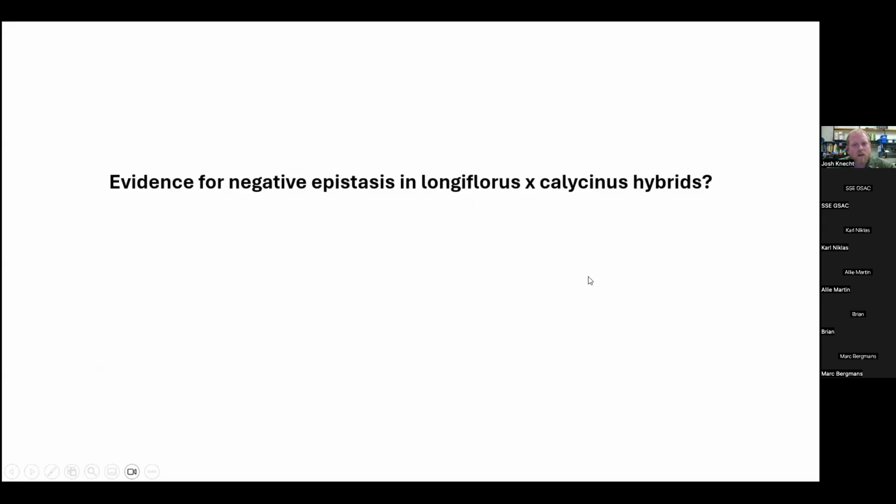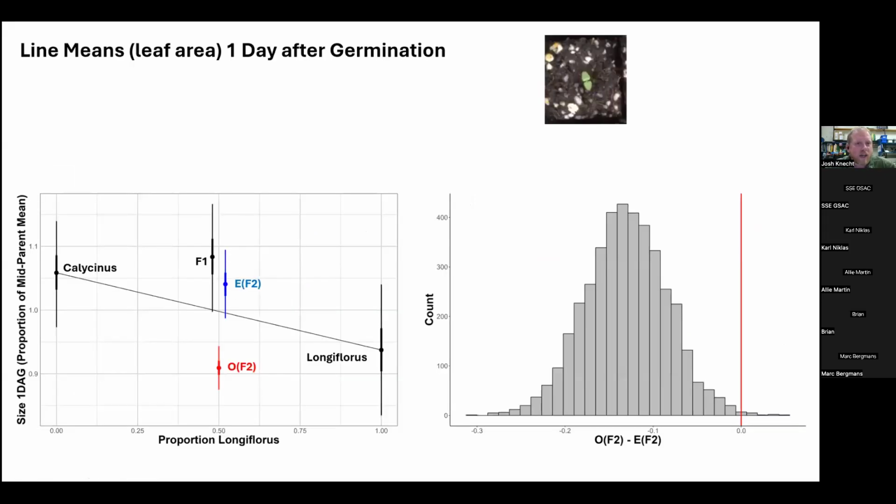So we have a model, we have some phenotypes. Do we see evidence of negative epistasis in these hybrids? We'll look at the first day after germination first. Sorry, I forgot to describe these bars. These are just posterior distributions for the mean, with the point being the posterior mean, and then 50% and 95% intervals.